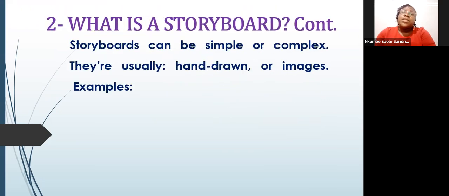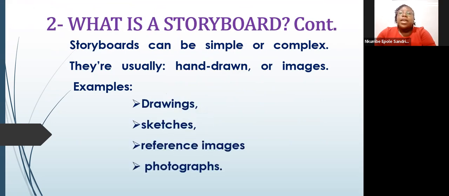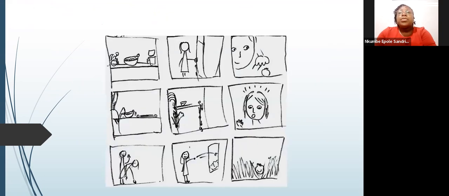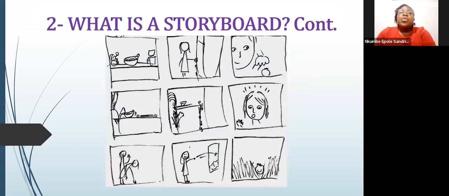Storyboardings can sometimes be simple or complex depending on the circumstances you're using them in, but they are usually hand-drawn or presented in images. Examples of these storyboardings are drawings, sketches, reference images, and photographs. Here is an example of a storyboard. The story behind this storyboard is quite interesting. But then we'll go straight ahead to types of storyboards.